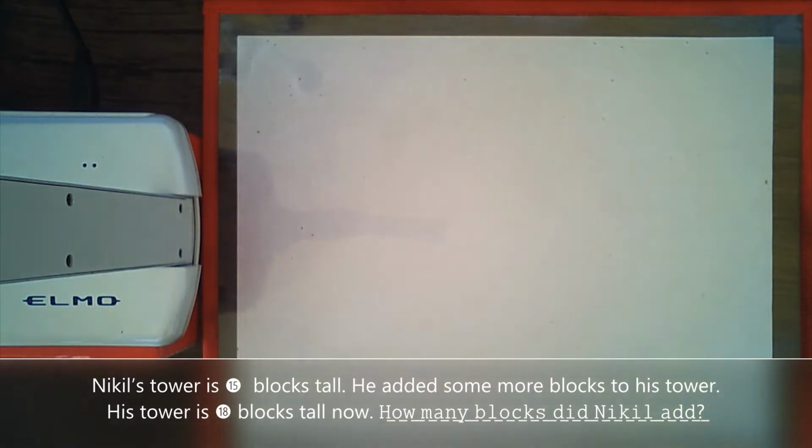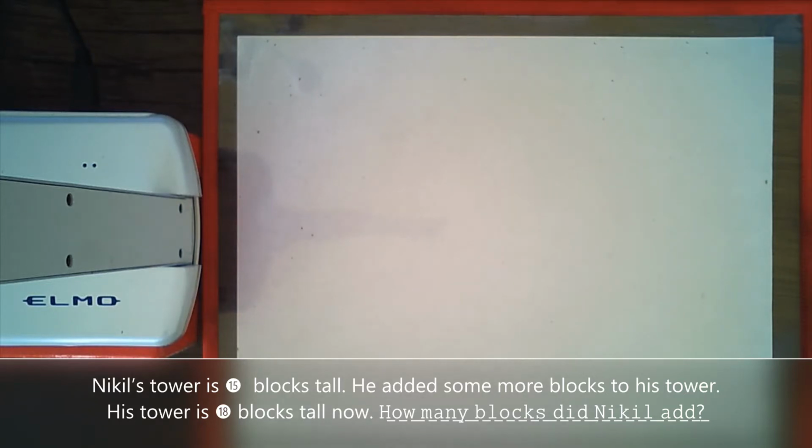Okay, so now that we've finished reading it, we've underlined our question and circled our important numbers. Let's think to ourselves. The numbers that they give us, do they represent the part or the whole? That's a very important thing to think about. We are not always adding. We are not always adding.